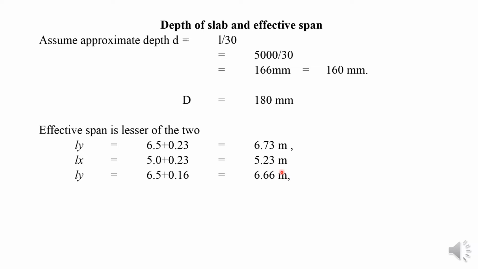Similarly, we have to find Ly as clear span plus effective depth, that is 160 mm. So, 6.66. Then Lx is equal to clear span 5 meter plus 0.16, the effective depth, that will be equal to 5.16. So, the least value we have to take as the effective span of the slab. So, Ly least is 6.66 and Lx is equal to 5.16. So, the effective span in the Lx direction is 5.16 meter, and in the Ly direction the effective span is equal to 6.66 meter.